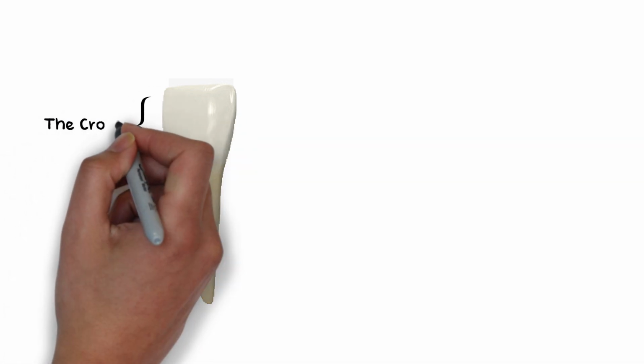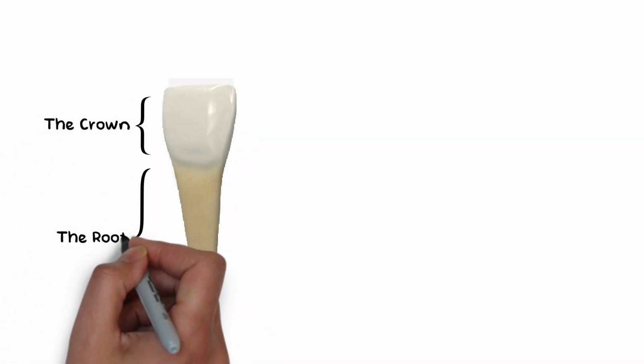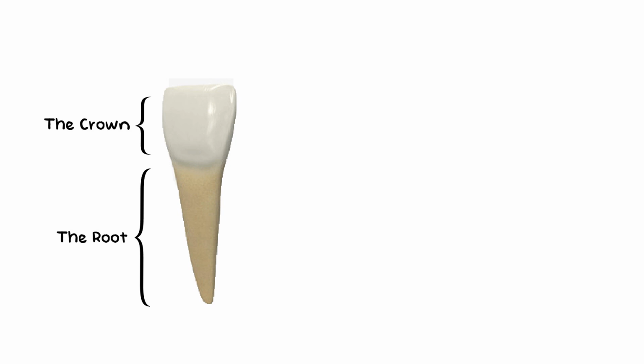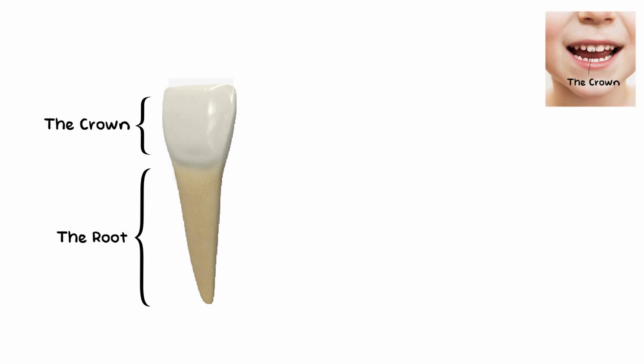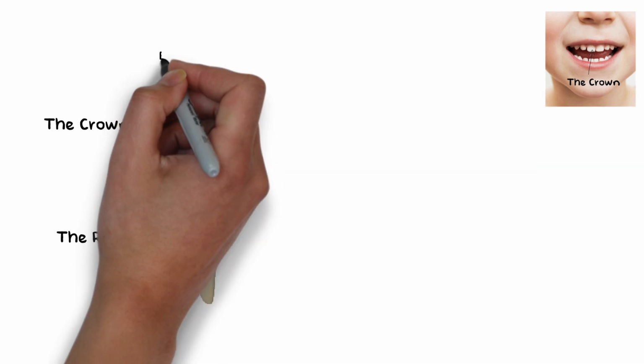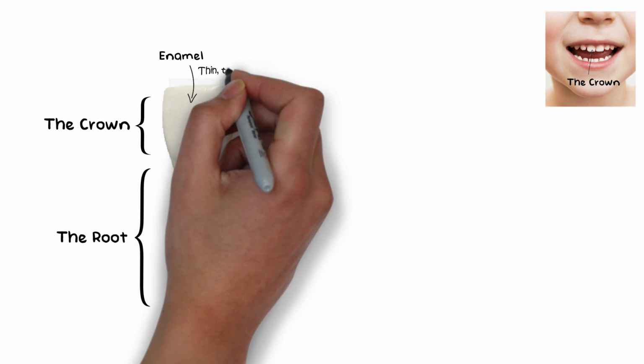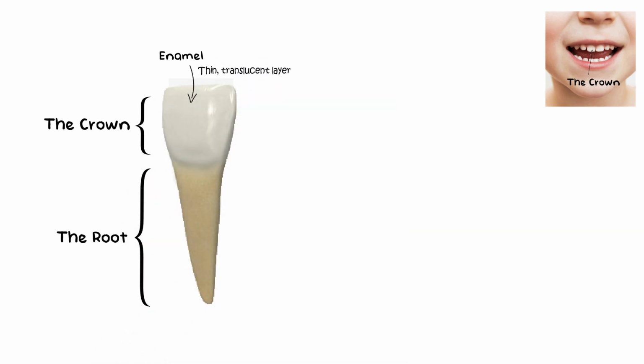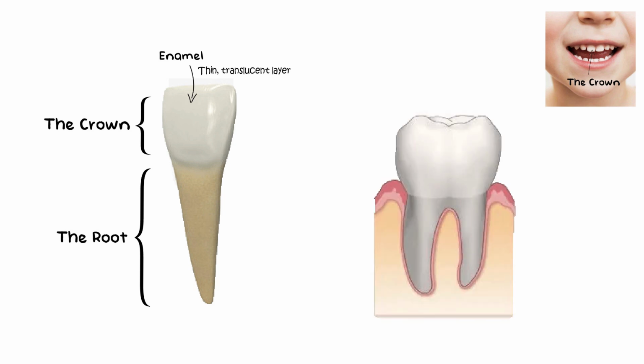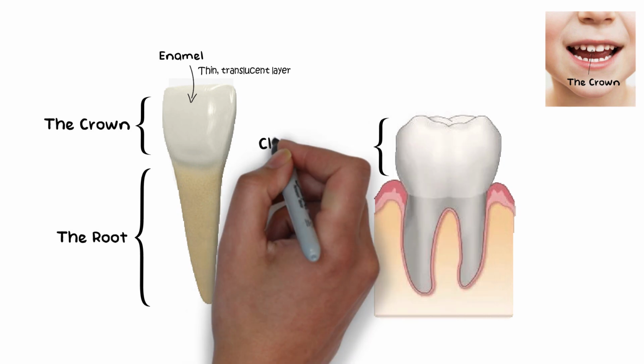So now let's discuss the parts of an individual tooth. So a tooth consists of two parts, that is the crown and the root. The crown is the upper part usually visible in the oral cavity when a person talks or smiles. The outermost layer that covers this crown is known as the enamel. Enamel is a thin, translucent layer that is also the hardest tissue in our body, even surpassing bone in its strength. The crown can be further divided into the anatomical crown and a clinical crown.